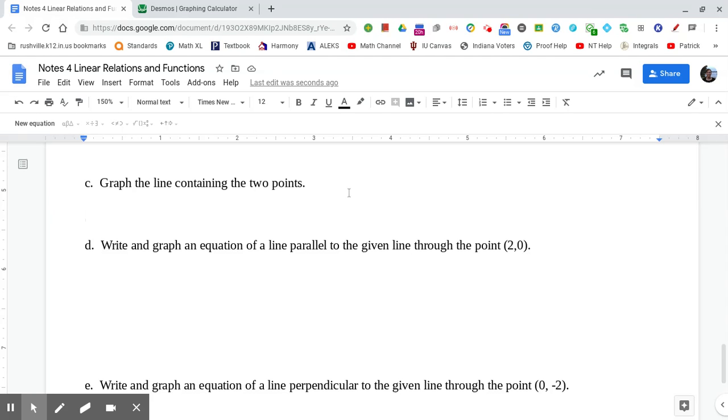So the next part of this lengthy problem says write and graph an equation of a line parallel to the given line through the point (2, 0). All right, so something that we should really focus in on is this word parallel. So whether you've taken geometry before or not, you should have heard this word parallel, and it has the double L right there, which is really nice. It just means that you're going to have 2 lines that never meet.